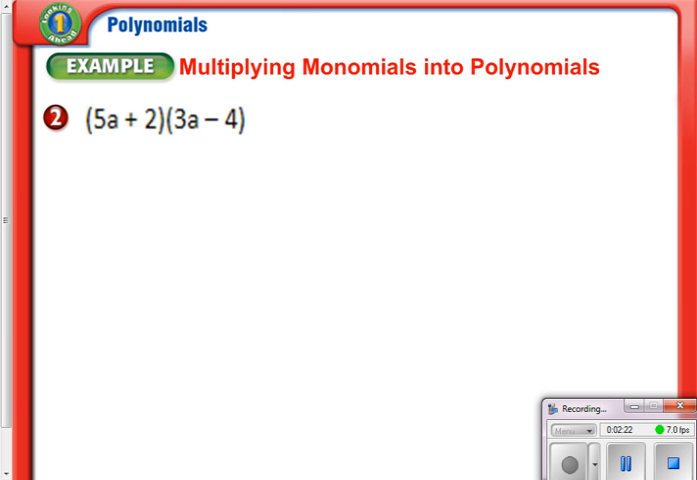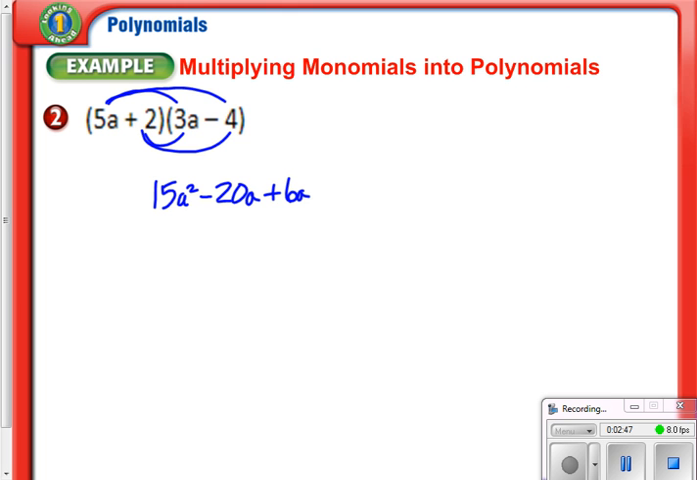Multiplying two binomials, again, we'll use that FOIL method. So we'll multiply the first terms. 5a times 3a gives us 15a squared. Outer terms, 5a times a negative 4 is a negative 20a. Multiply the inner terms. 2 times 3a is a positive 6a. And the last terms, which would be 2 times a negative 4, giving us negative 8.